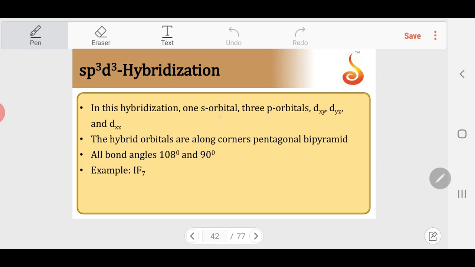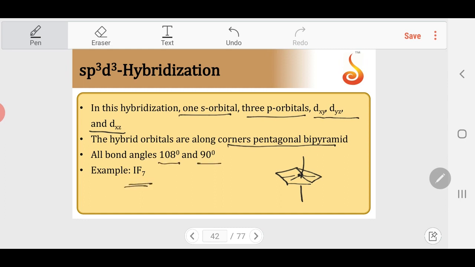sp3d3. So in case of this 1s, 3p and 3d, that is dxy, dyz, dzx are involved in hybridization. So these are oriented along pentagonal bipyramid. So pentagonal bipyramid structure like this. So central atom 1, 2, 3, 4, 5, 6 and 7. So the bond angle along the pentagon plane is 72 and the perpendicular ones are 90 degrees. Example is IF7.